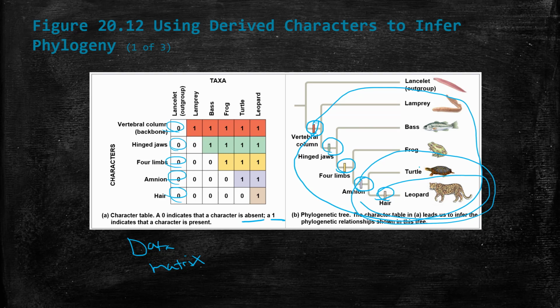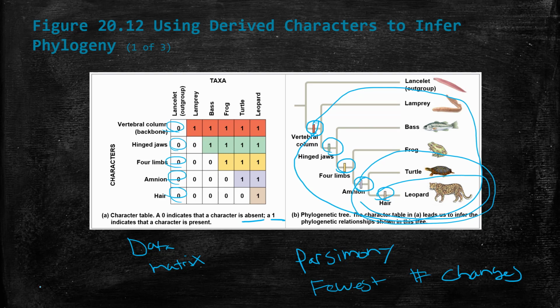Now, this is how we do it with physical traits, of course. With DNA, it's somewhat similar. But I want to point out that we always try to follow the idea of parsimony when we build these trees. That means the fewest number of changes possible are depicted on the tree. The fewest number of changes. What do I mean by that?